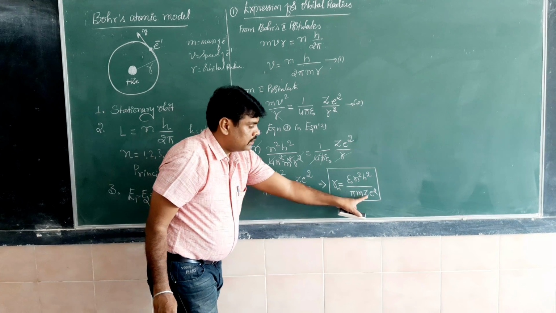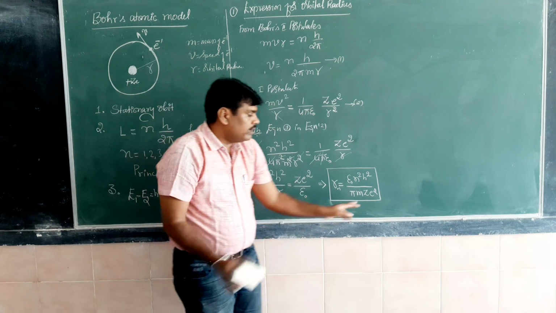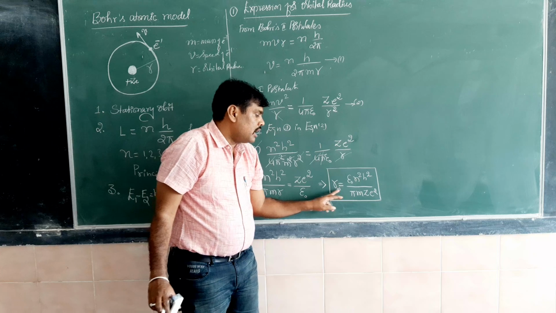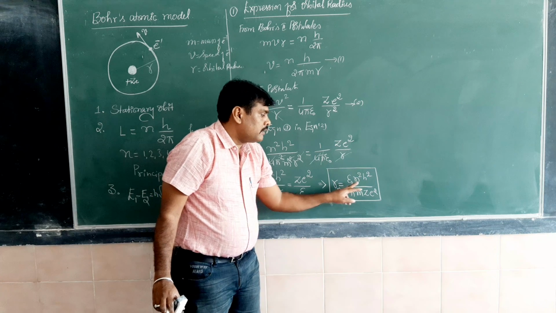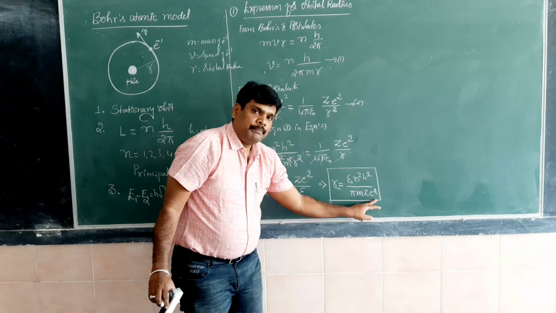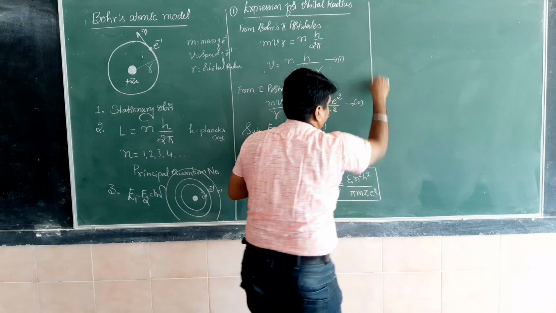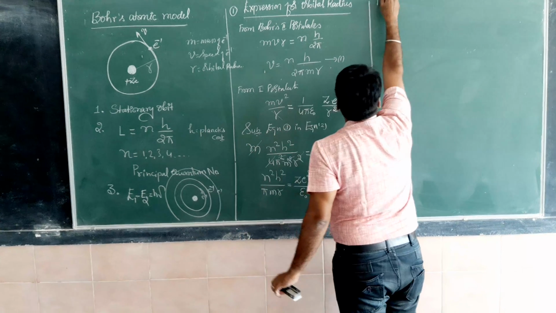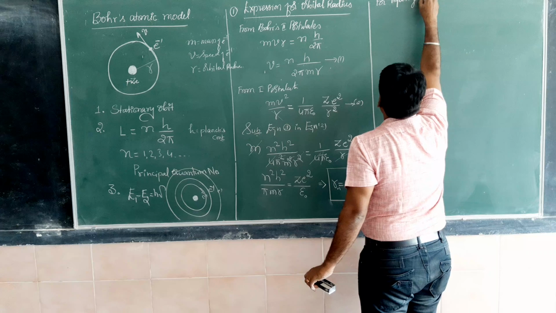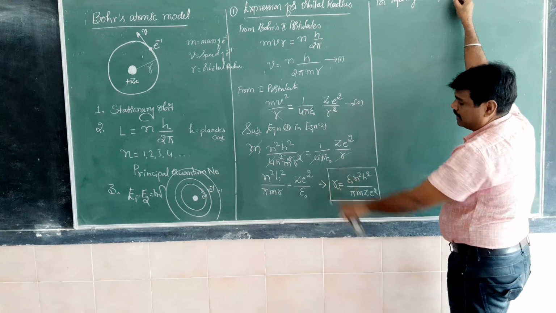If I consider a hydrogen atom, the value of Z is 1. Then the expression for the radius of a hydrogen atom becomes rn is equal to epsilon naught n square h square divided by pi m e square, because Z is 1. So for the hydrogen atom, what is the formula for orbital radius?